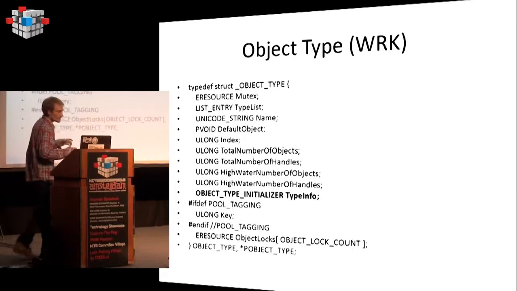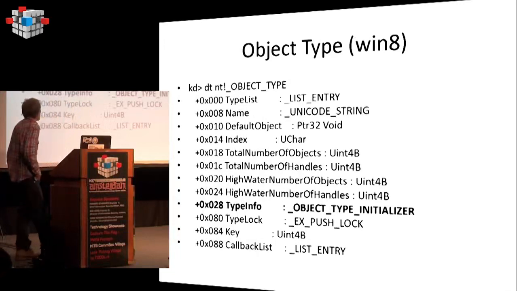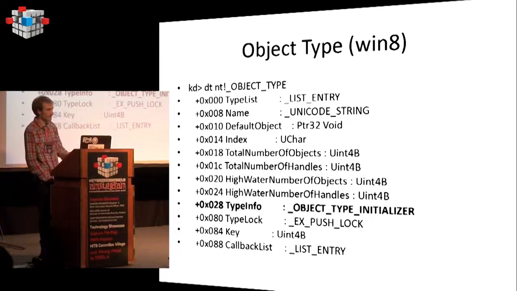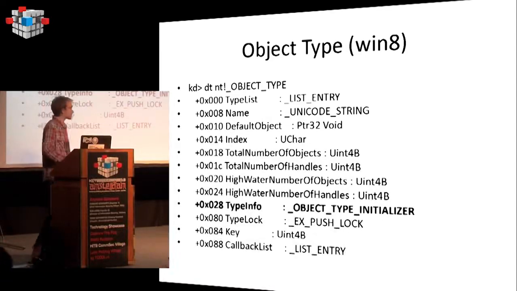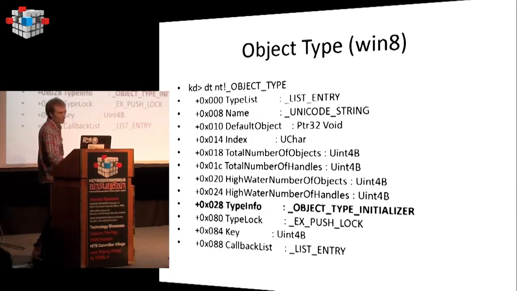So object type describes some things, but the most interesting one is the object type initializer structure, which holds pointers. And I just show that on different operating systems. Basically, the object manager is the same since NT 4 till Windows 8. I mean the algorithms. There are a lot of new objects in Windows Vista, Windows 7 and Windows 8, but the algorithm structures are pretty much the same. There are just a little bit of changes between the newest versions.